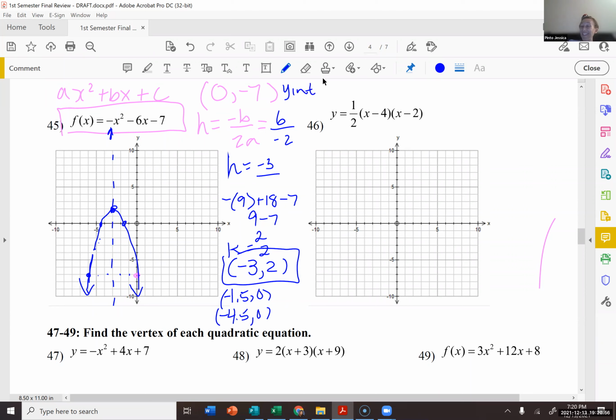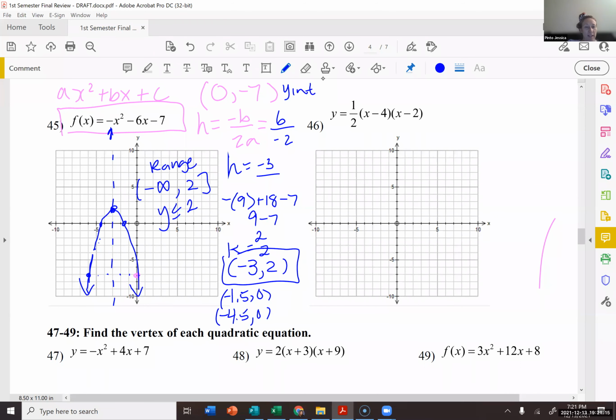The domain is -infinity to infinity. And the range, again, we're pointing down to infinity, so -infinity until 2 for the range, which I could also say is y is less than or equal to 2.